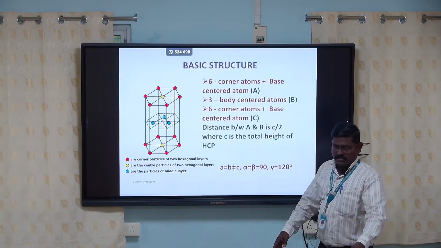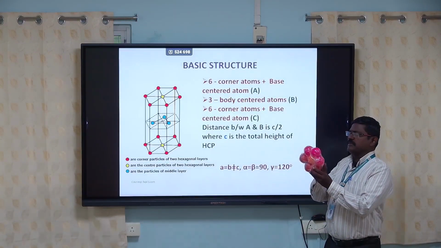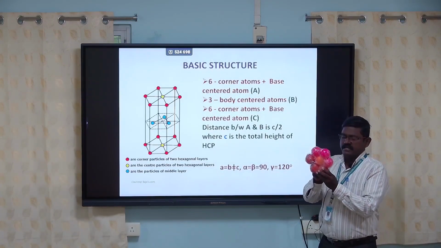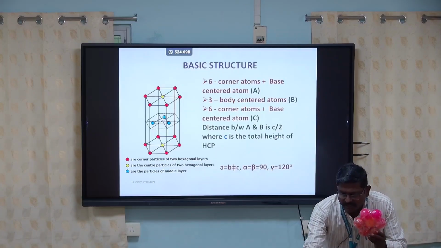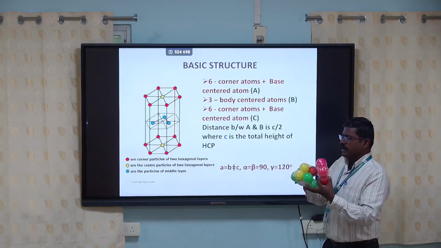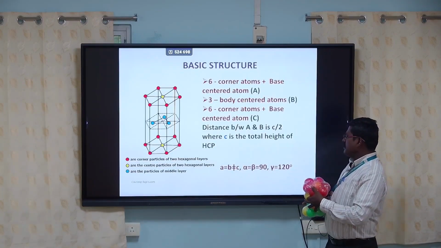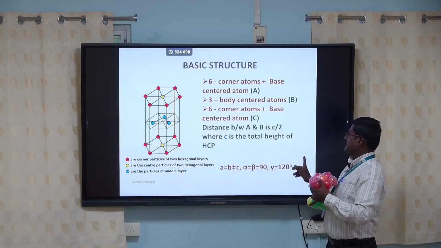So we have 6 atoms with the center atom. This is called base center atom. We have 2 layers. Between these two, body center 3 atoms are there. Now we shall study the unit cell parameters of this HCP.